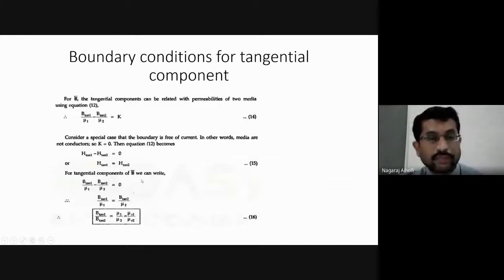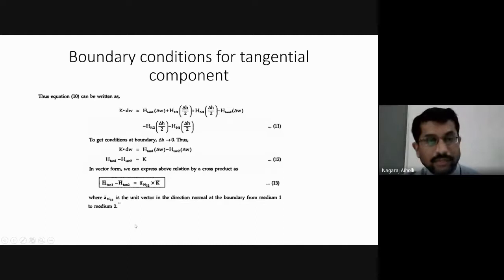For the tangential component of B bar, similarly we can write B is equal to mu into H, or H is equal to B by mu. That is, B tan 1 by mu 1 minus B tan 2 by mu 2 is equal to 0, or B tan 1 by mu 1 is equal to B tan 2 by mu 2. Rearranging, B tan 1 by B tan 2 is equal to mu 1 by mu 2, that is equal to mu R1 by mu R2, because mu is equal to mu 0 into mu R. Mu 0 and mu 0 will cancel, we will get mu R1 by mu R2. This is for the tangential component of the magnetic flux density.